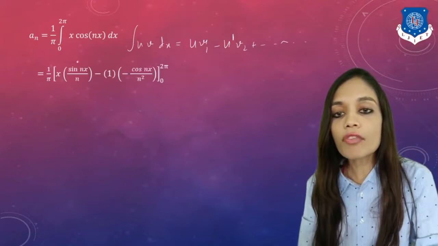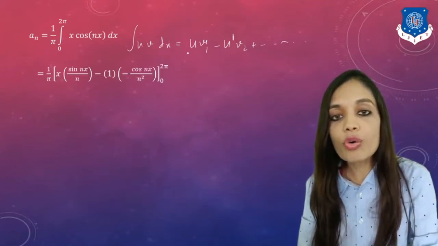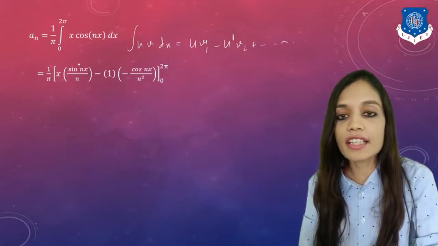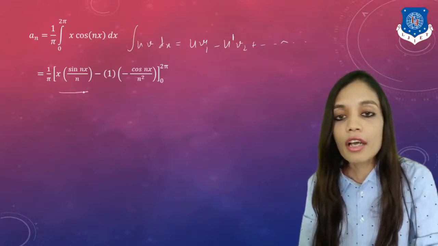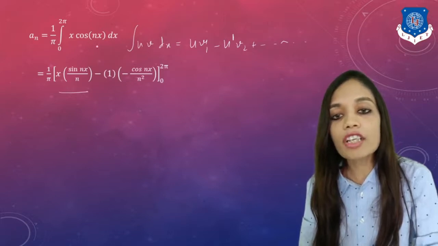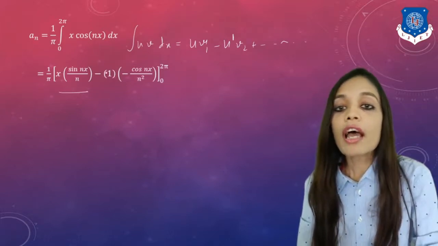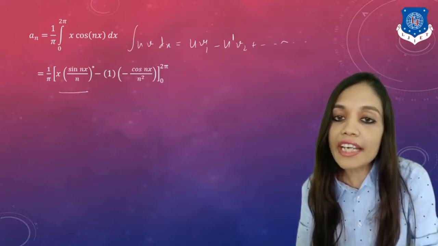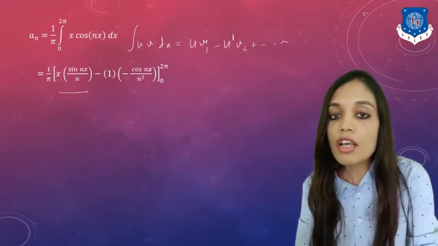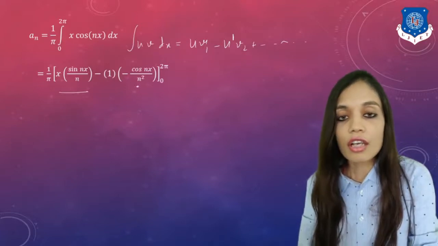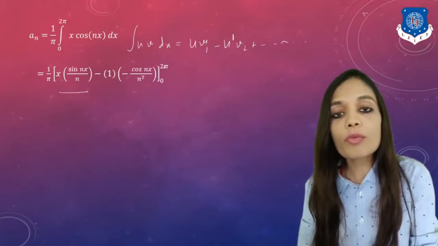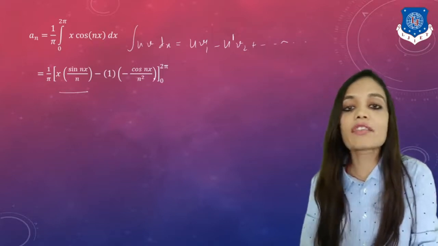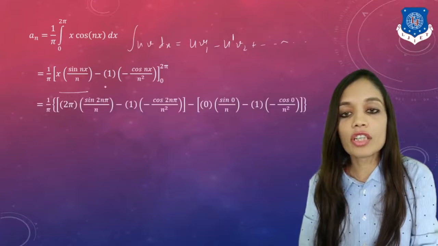So an will be equal to 1 upon pi. Our u is x. So x and integration of cos nx, that is sin nx upon n, minus, now do the derivative of x, that is equal to 1, minus, this is the integration of sin nx upon n. So it will be minus cos nx upon n square. Now we will put the values of the limits, firstly 2 pi and 0.